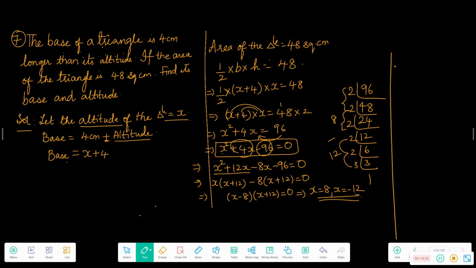So here we will get the altitude x is equal to 8. Don't take this negative one. So altitude is 8. So base will be x plus 4, that is 8 plus 4. So its value is 12 centimeter.